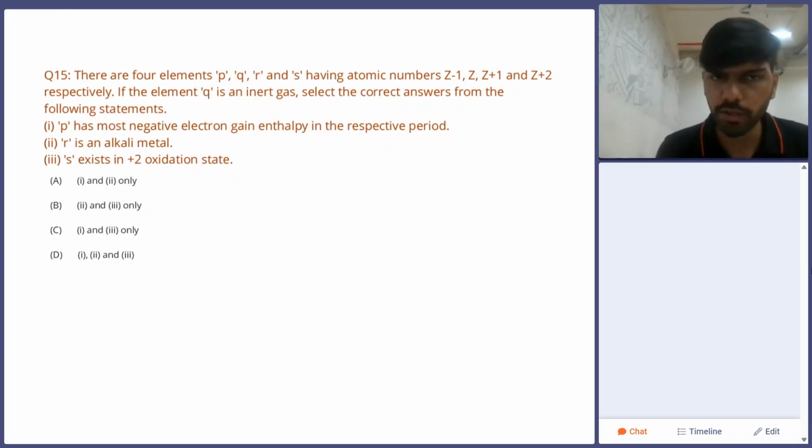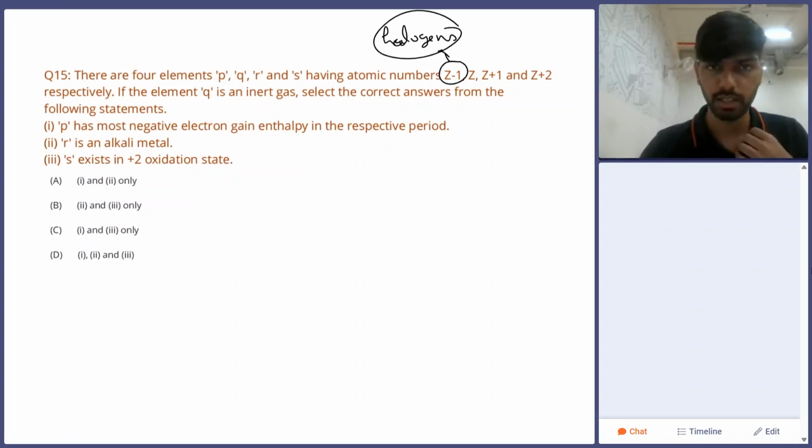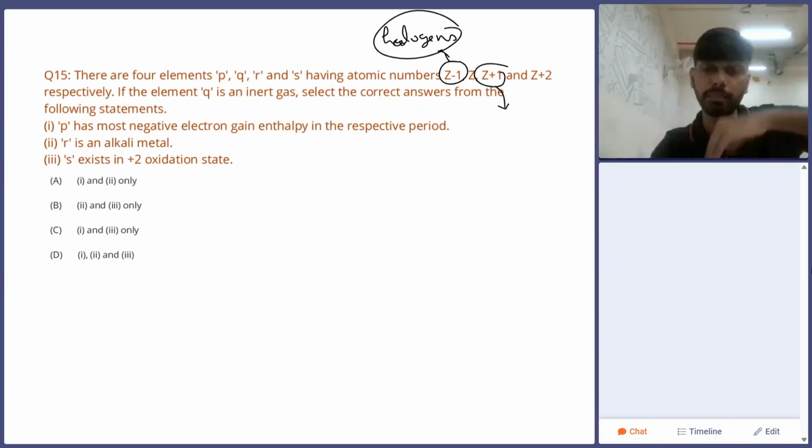P has the most negative electron enthalpy. Yes, because P is basically a halogen, and halogens have negative electron gain enthalpy. Yes. So P is correct. And now R is an alkali metal. R is plus 1. Where is R? R plus 1. And alkali metals donate only 1 electron.